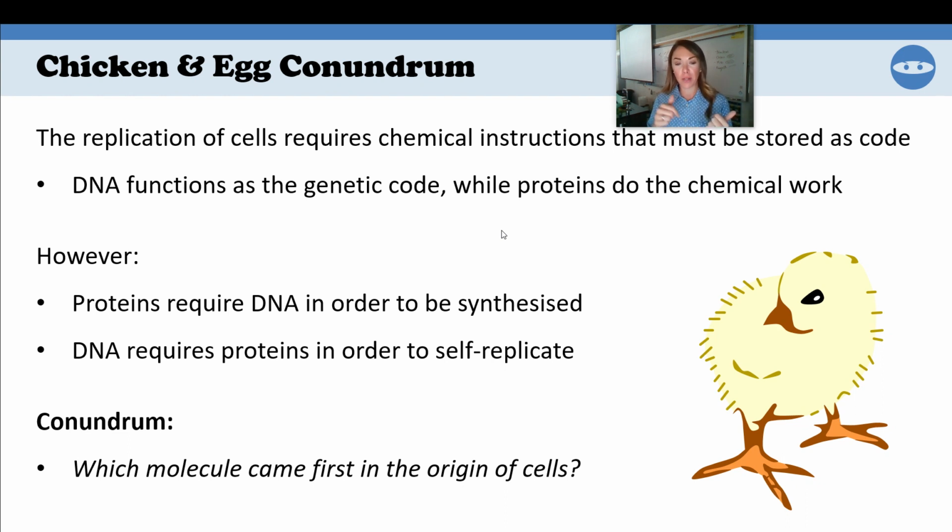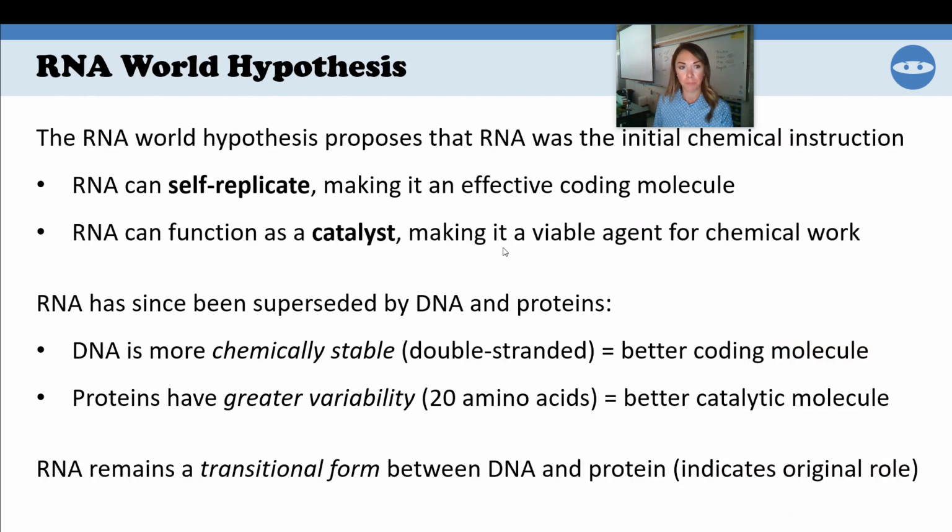And the DNA requires proteins in order to self-replicate. So they depend on each other to both exist, right? To function, right? Proteins require DNA, but DNA requires the protein in order to replicate itself. So the conundrum is, what came first? What molecule came first, the DNA or the protein? That's something we're still looking to for more information on, right? Which molecules came first, origin of cells, protein or DNA?